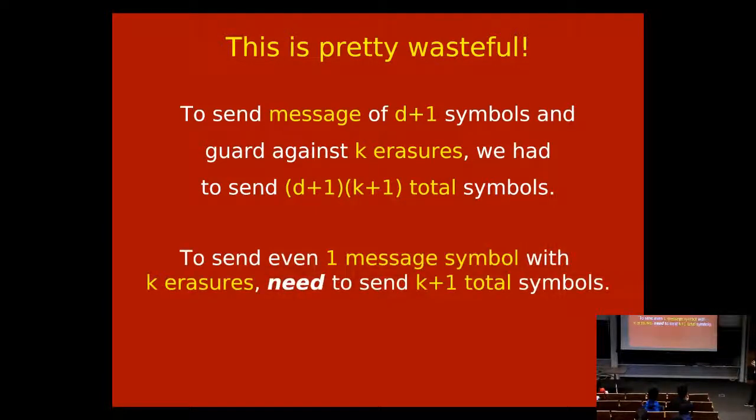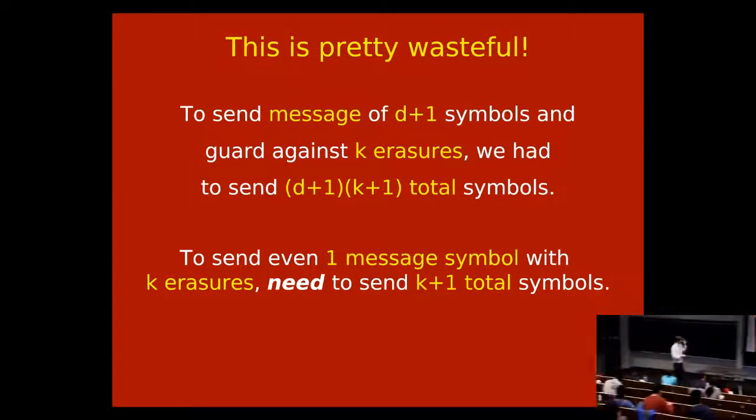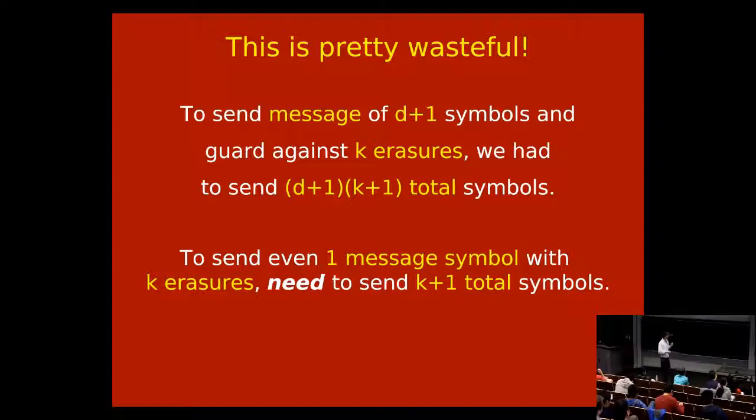Well, let's even imagine that your message was 1 symbol long. It was 1 byte long, so d is 0 here. And you wanted to guard against k erasures. Your message is only 1 byte long. Well, you're going to have to send at least k plus 1 symbols, right? Because if you only send k, they could all be erased. And then you definitely can't communicate anything. So to send a message with one symbol and guard against k erasures, you have to send k plus 1 total symbols.